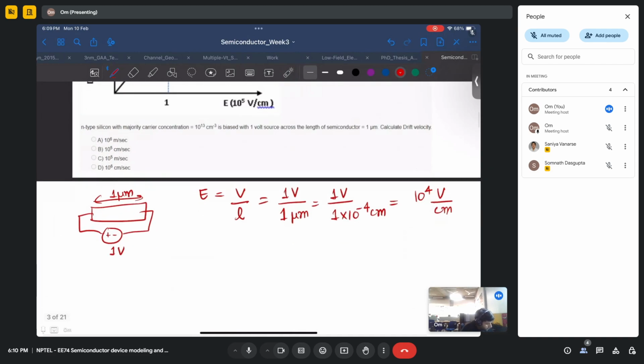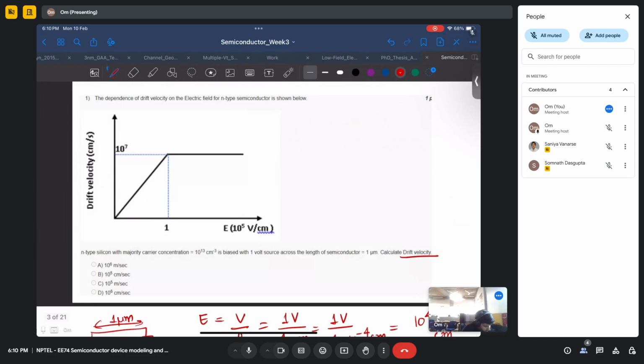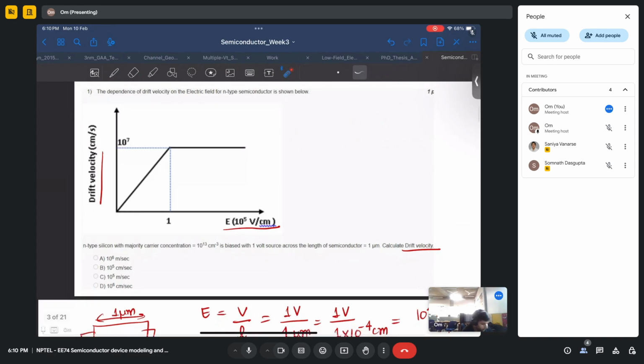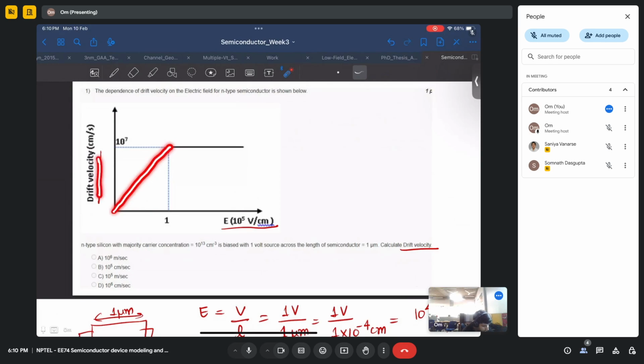Okay, next thing is we have to calculate the drift velocity. If we see this graph, what is this graph? Drift velocity versus electric field. And you will learn more about why this graph looks like this. I will not go into the very depth of it, but let's just consider it mathematically for now. We see there is some linear dependence of drift velocity on electric field. So I can write Vd is proportional to electric field, or Vd equals some constant, let's call it K, times E. So it is clear that Vd is directly proportional to electric field.